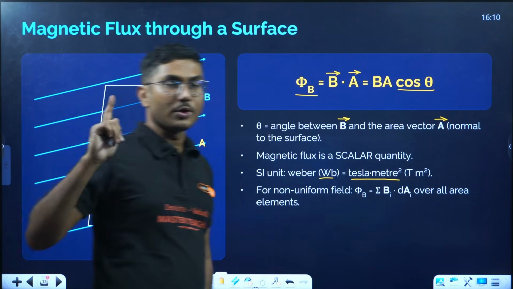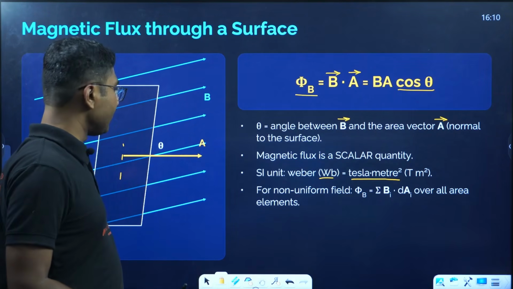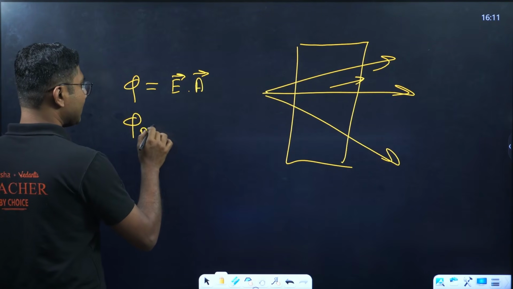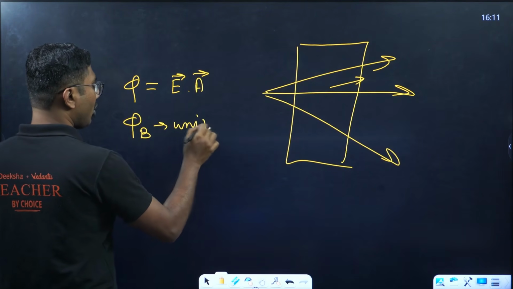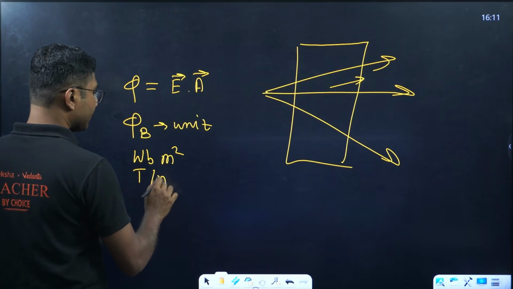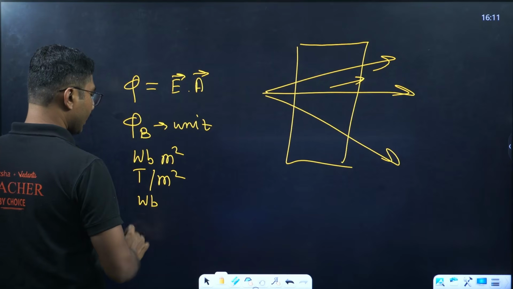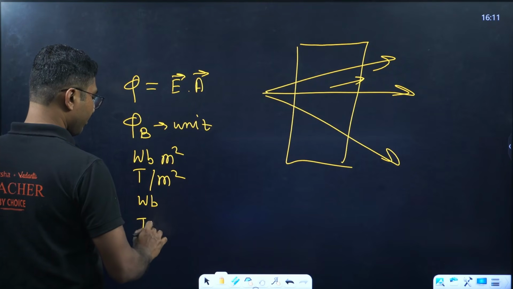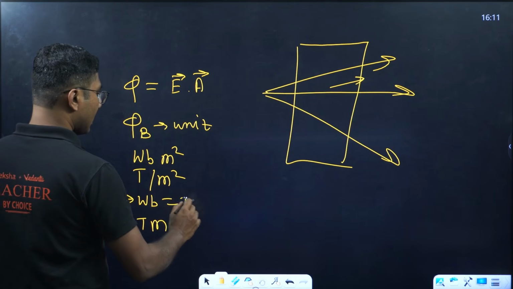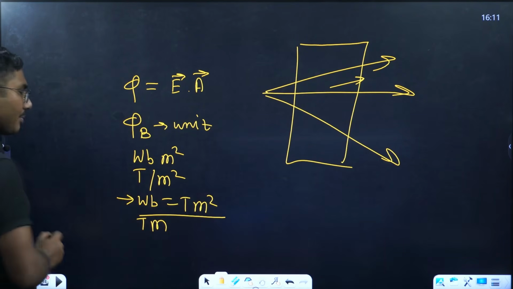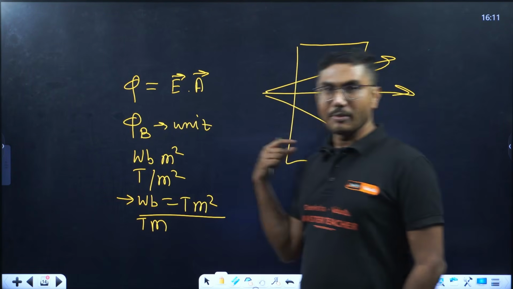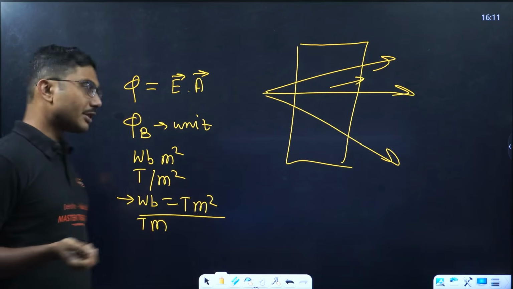This is also a super duper important question. Sometimes they will ask, what is the unit of magnetic flux? The options will be Weber meter square, Tesla per meter square, Weber, or Tesla meter square. You need to identify it is either Weber or Tesla meter square. It is not Tesla per meter square, and it is not Weber meter square. Tesla is the unit of magnetic field, if you forget.